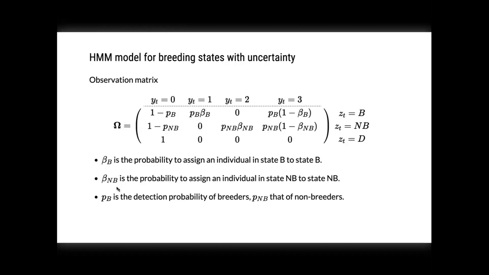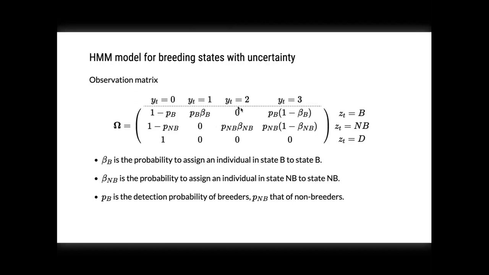And now, same as before, conditional on your state, breeder, non-breeder, or dead, you may be non-detected with one minus detection probability. You may be detected as breeder, detected as non-breeder, or detected, but your status is unknown. That's the three here. So if you are, for example, alive and breeding, you may be detected as a breeder individual with probability the detection probability times the probability of being correctly classified as such, as a breeder individual.